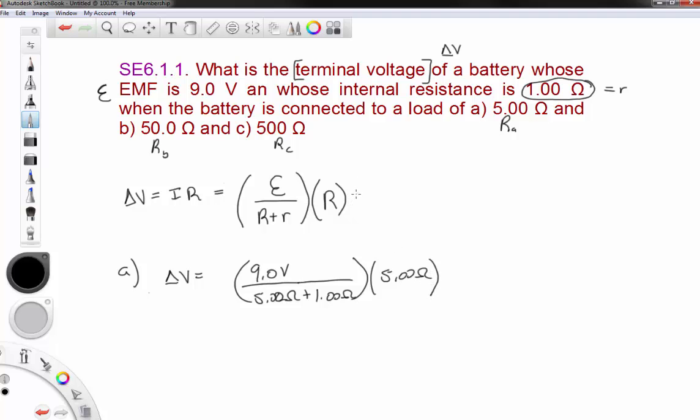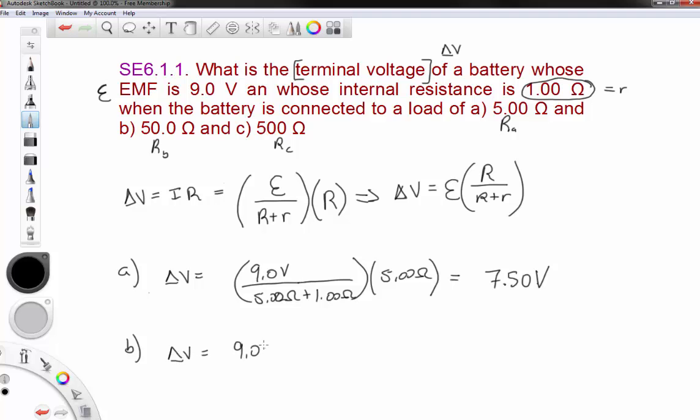Note, by the way, that we could rearrange this to say that the voltage is the EMF times the load resistance over the sum of the load and the internal resistances. That might be a more natural combination because we've got resistance over resistance, so you can see that you're going to have this times the ratio. In any case, this right here is 9 times 5 divided by 6, so that gives us a total voltage of 7.5 volts. So we start off with 7.50 volts. Obviously, this is a significant amount less than the EMF of 9.0 volts.